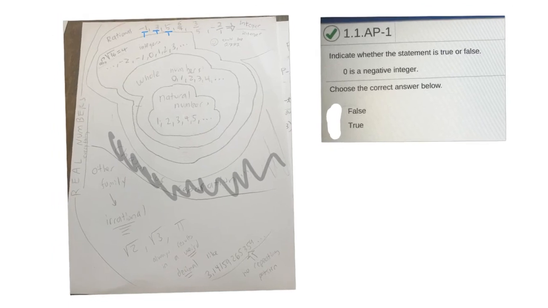Anyway, that's my brief overview of the different categories. We're going to leave this reference guide up and we're going to answer a few questions. Let's start with this one. Indicate whether the statement is true or false. 0 is a negative integer.